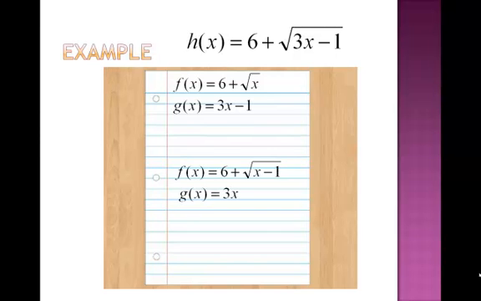You might imagine the inside function as just being the 3x. And if you use 3x as the inside function, then your outside function would be 6 plus the square root of x minus 1. Again, the way you could double check that this is a valid choice for the inside and outside function is to compose the two together. So when you put g inside of f, do you get 6 plus the square root of 3x minus 1? You'll find out that you do. So really, either of these interpretations for your inside and outside functions would be correct.